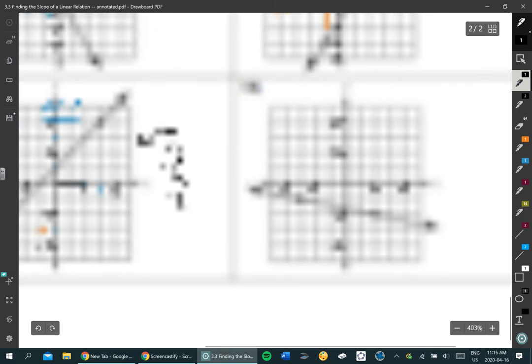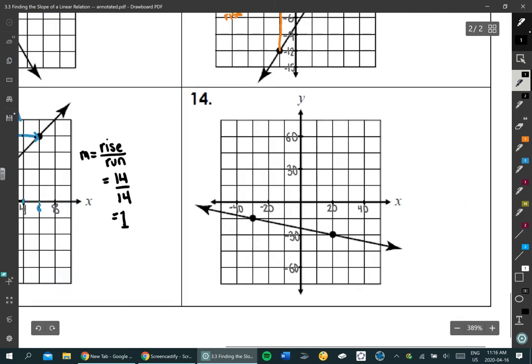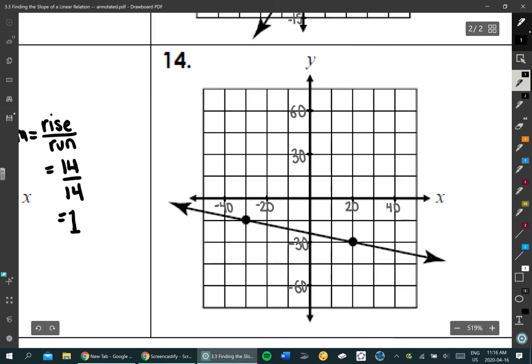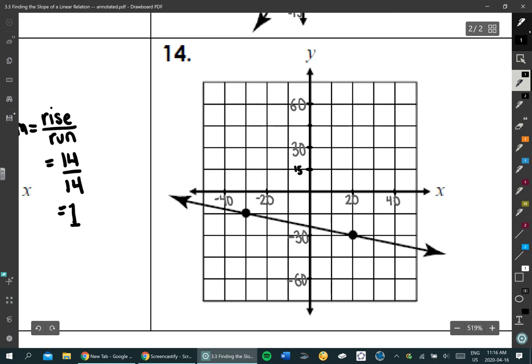All right, last but not least, we have question 14. So let's look at the scale. Okay, so we don't have the same scale. On our y-axis, every second line is 30, okay? So what does that mean about right here? What is that value? Well, what's half of 30? It's 15, right? So technically that's 15. What's between 30 and 60? That's 45, okay? And then it would be the same thing, right? This would be -15. That would be -45.